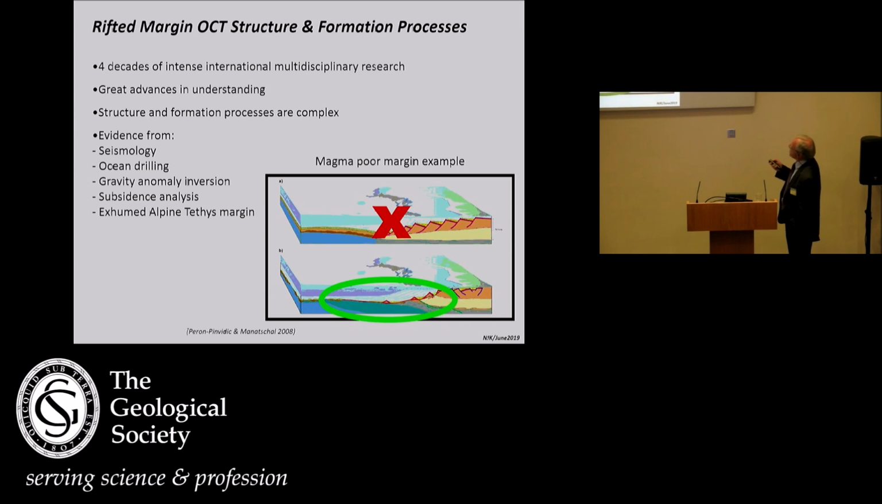What we see here is an example of a magma-poor margin where, in this particular example, we see the unroofing and exposure of mantle at the seafloor, which becomes serpentinized. Now, how have we investigated deep water ocean-continent transition structure? Well, the evidence comes from seismology, reflection and refraction, ocean drilling, gravity anomaly inversion, subsidence analysis, and by looking at the exhumed alpine Tethyan margin, where you can actually walk on this exhumed mantle within the Alps, so fieldwork.